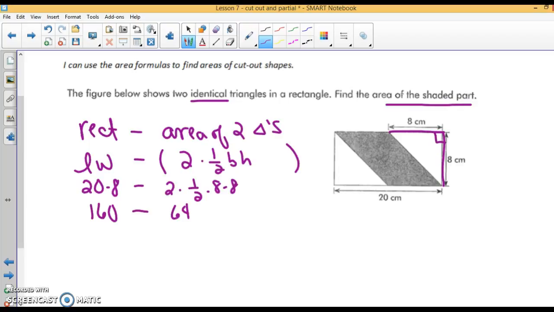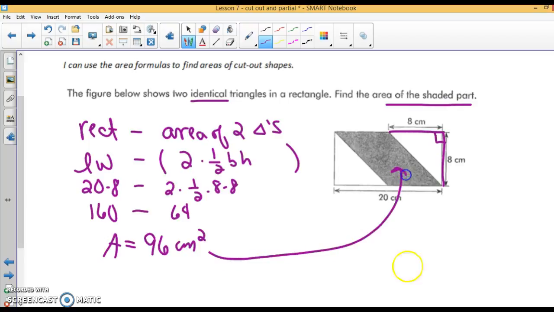160 minus 64, the area is 96 centimeters square. That is the area of the shaded region.